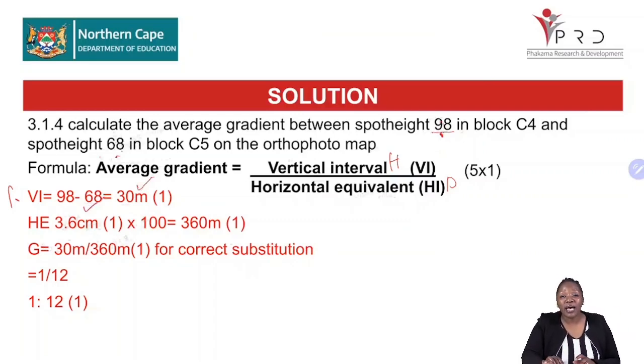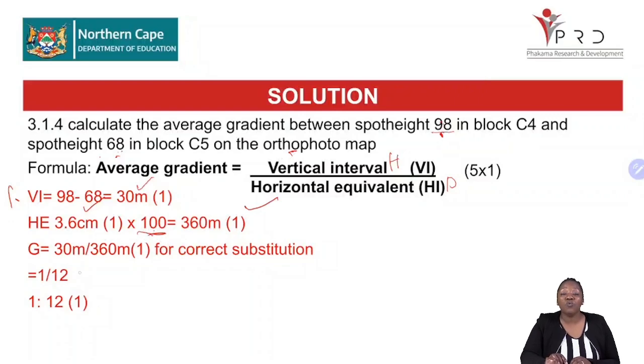Then after that, times 100. Where do we get this 100? It's from the scale of the orthophoto map, which is 1:10,000. Because we are using an orthophoto map, and our answer is supposed to be in meters, hence we are using the hundreds. Remember, if we are using a topographic map, we're going to use 500. So 3,6 times 100 will give us 360 meters. So by now you have your third mark.